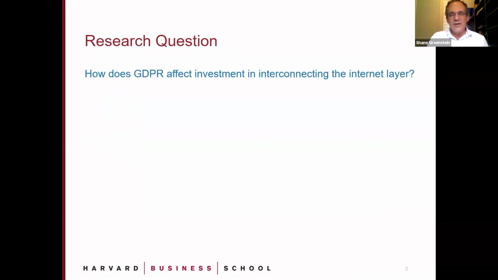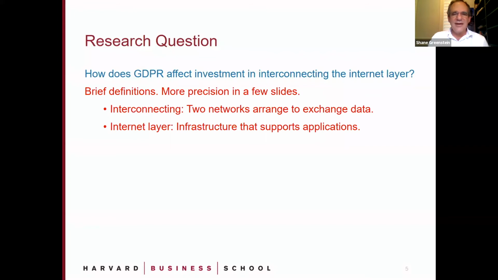Okay, so what question are we after today? The general question is, how does the GDPR affect investment in interconnecting the internet layer? That probably doesn't mean much to you. And so let me at least provide brief definitions. Interconnection here means 2 networks arranged to exchange data. And I'll give a more formal definition in a little while.